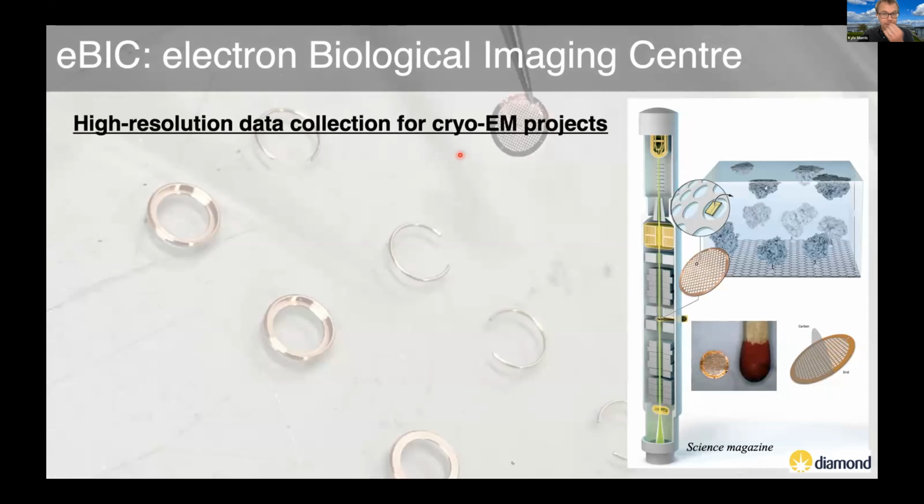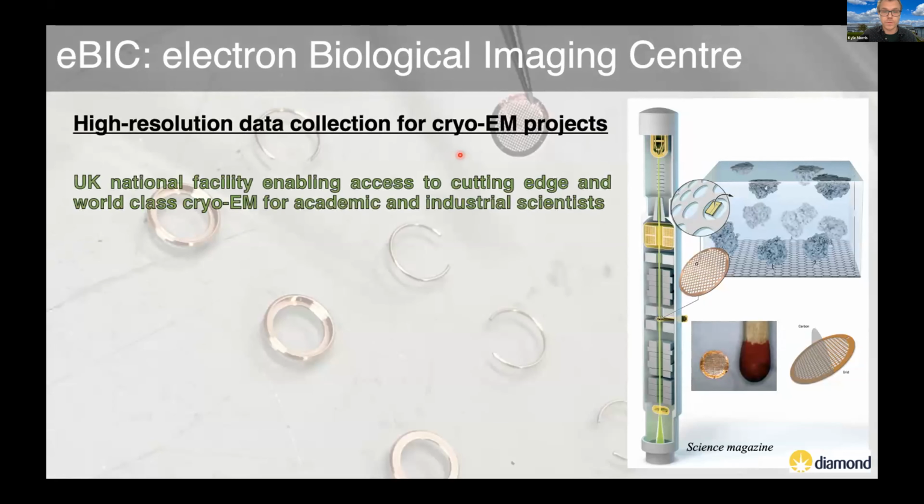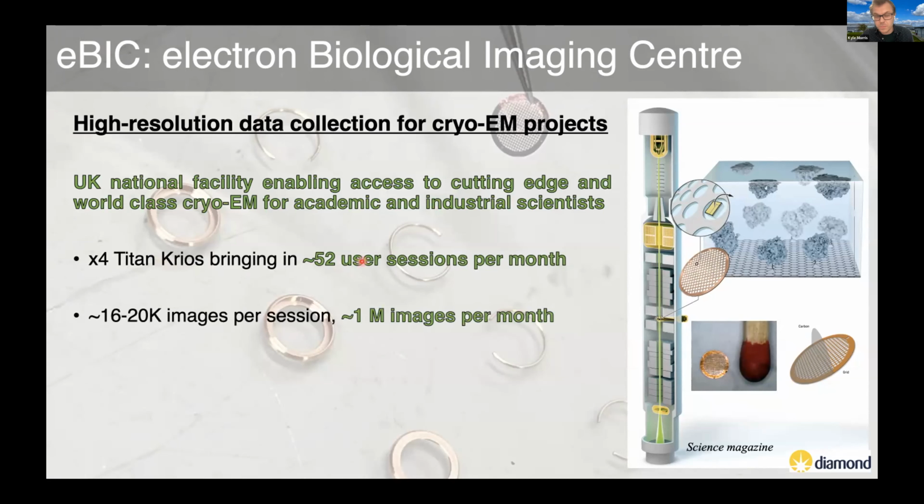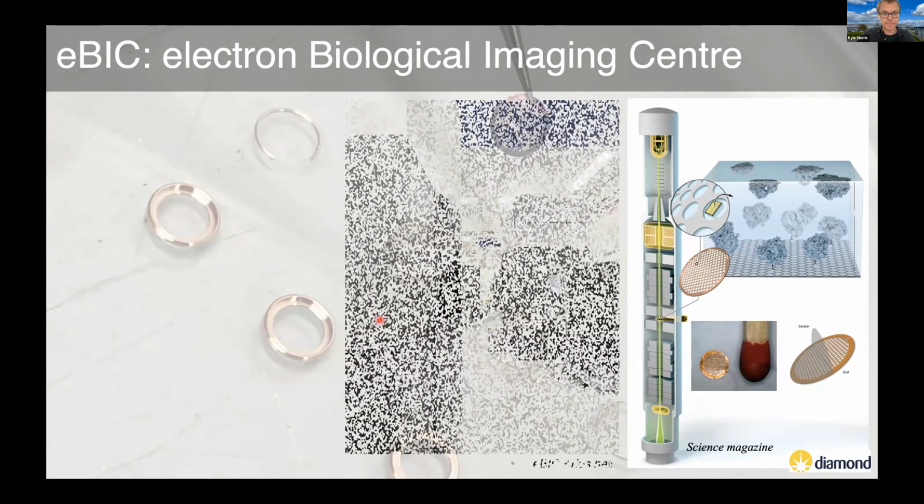So our goal is to allow people to collect high resolution data for the sorts of projects I'm talking to you about. With a UK national facility for this, we run really the best cryo-EM instruments that are currently available, and we make those open to academic and industrial scientists. If you do some napkin calculations, we're running 4 Titan Krios, actually 5, 52 user sessions a month, about 20,000 images per session. We're collecting 1 million images per month on these microscopes. It's a really quite large operation.